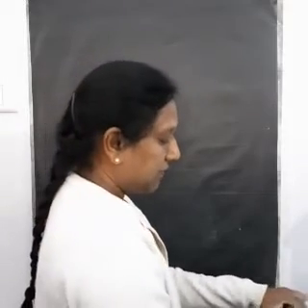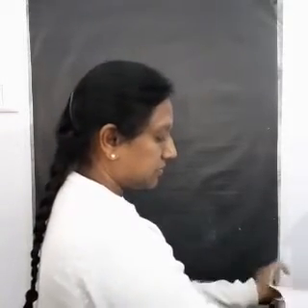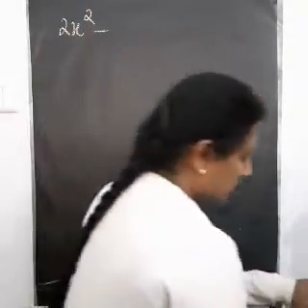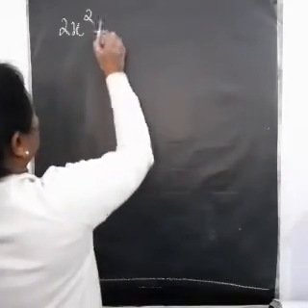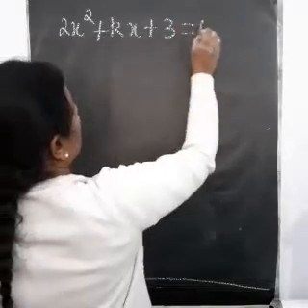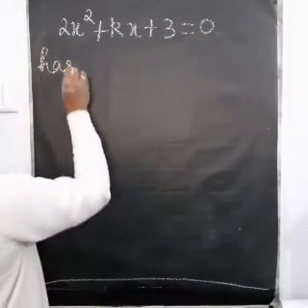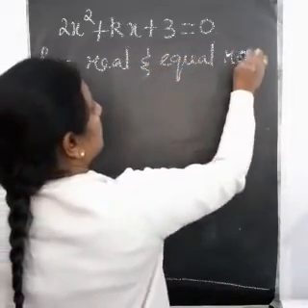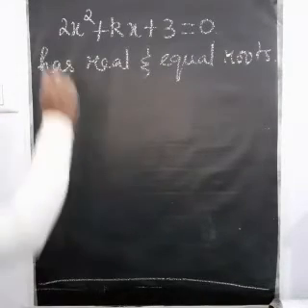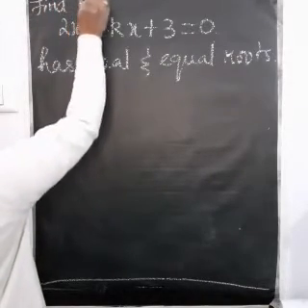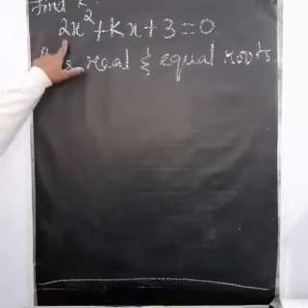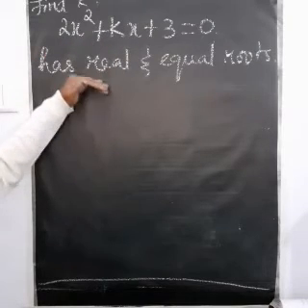Now, the question is, find the value of k if 2x squared plus kx plus 3 equal to 0 has real and equal roots. Now, they have said to find the value of k. Find k. So, the question is, find k from this equation if this has real and equal roots.